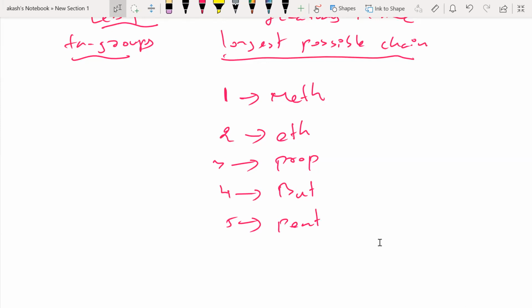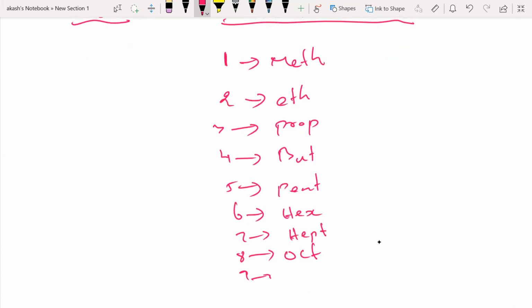pent, P-E-N-T. 6 carbon atoms in the longest possible chain, hex. 7 carbon atoms, hept. 8 carbon atoms, oct. 9 carbon atoms, non.